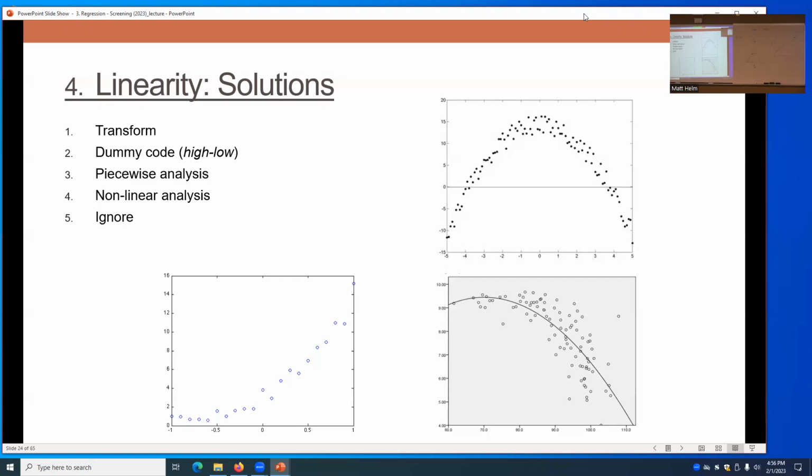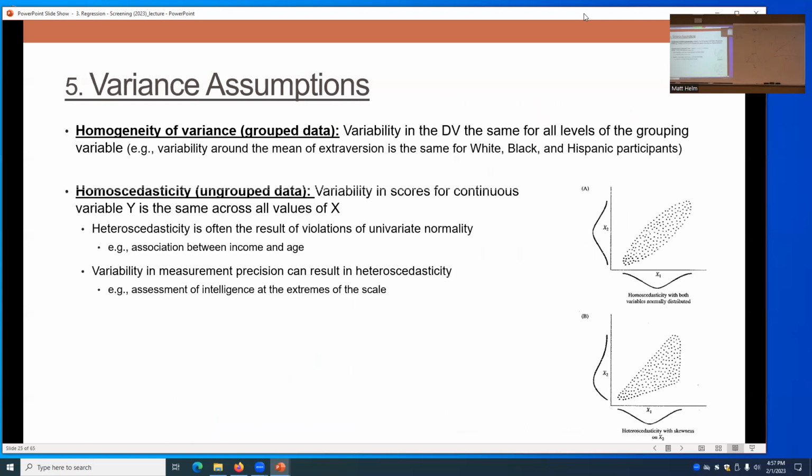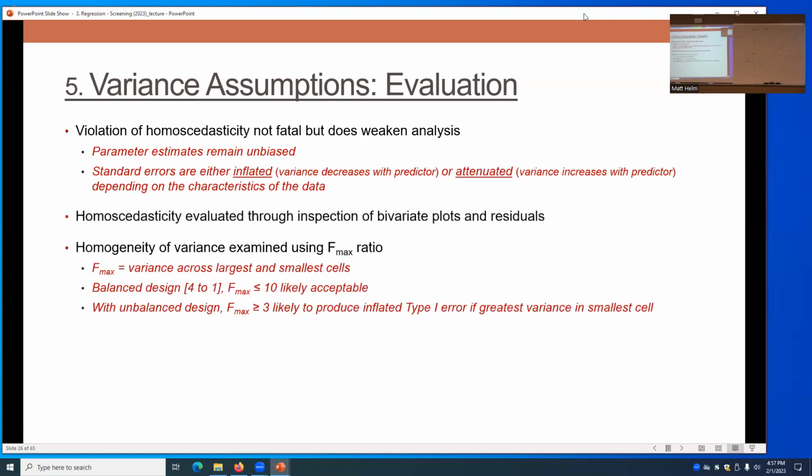Okay. But this is where knowing your research area, having a good conceptual understanding of what's going on with your data starts to become important in trying to make that decision. All right, we'll finish up there. We'll pick up with variance assumptions.